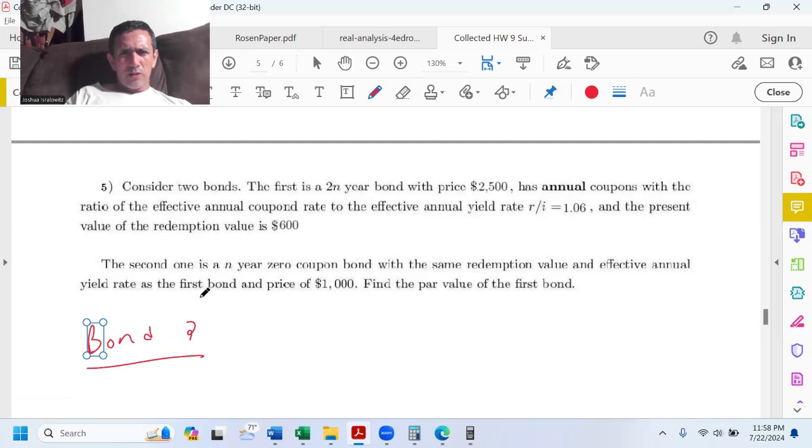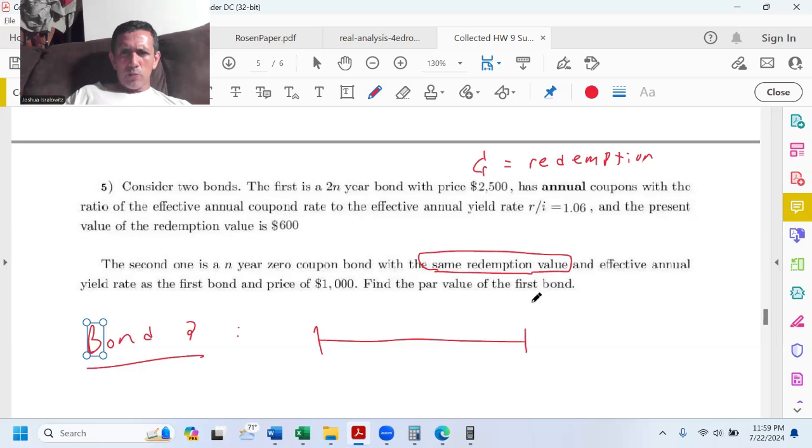This is a zero coupon bond, so no coupons. Price is 1,000. So let's say C is my common redemption. This is not the same thing as the face value of bond 1. So they have the same redemption. The way zero coupon bonds work is as simple as you can imagine: you just get back C.